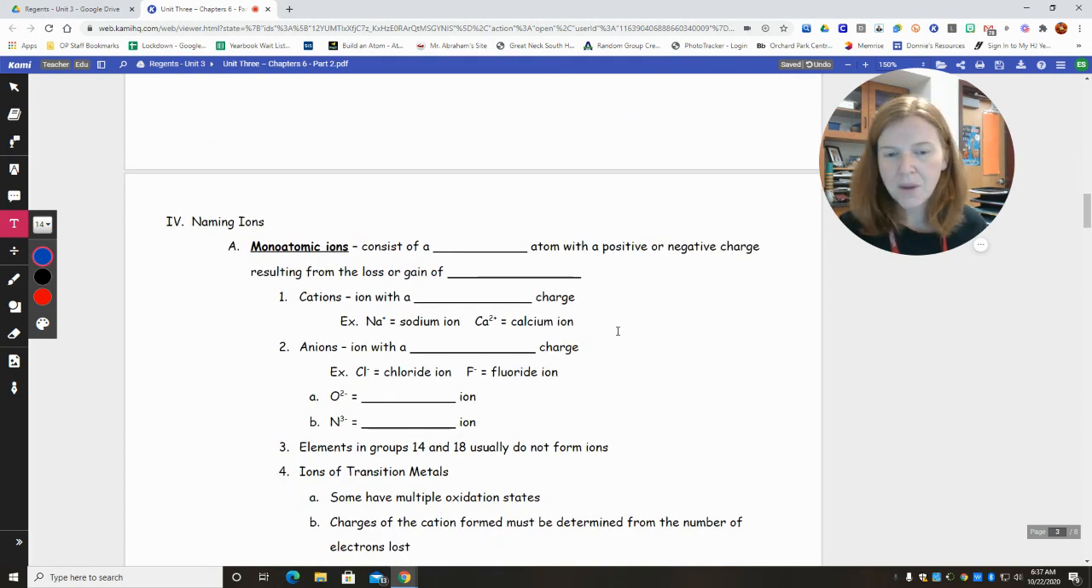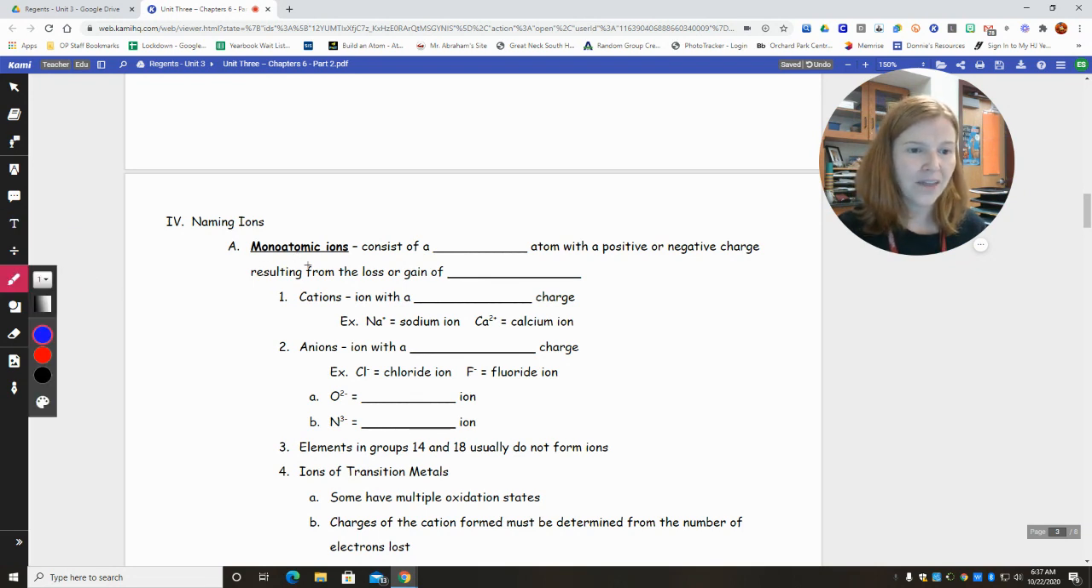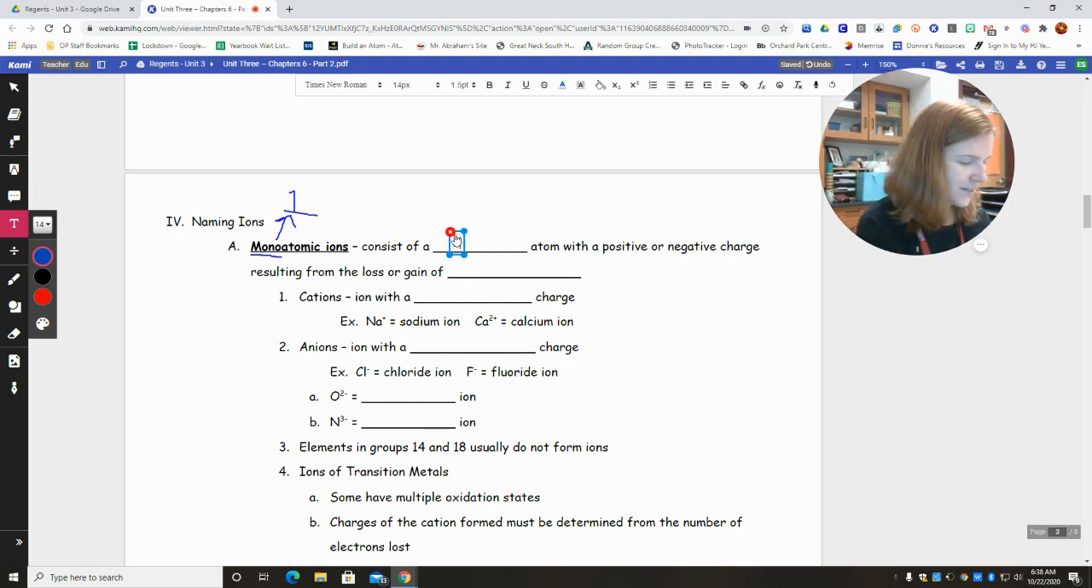But how do you name ions? It is stupidly easy. Monoatomic ions. Again, the prefix mono means 1. Think monorail at Disney World, a 1-rail train. Monoatomic ion literally translates to 1 atom ions. They consist of a single atom with a positive or negative charge resulting from the loss or gain of electrons.